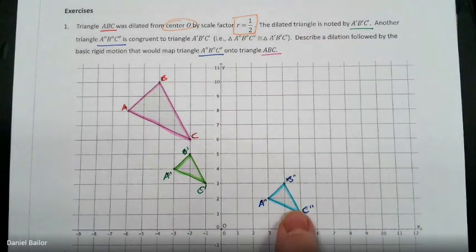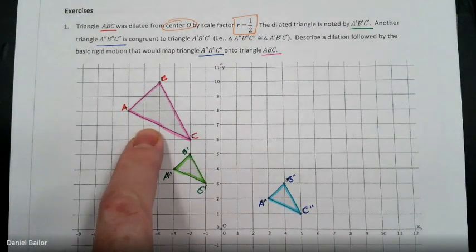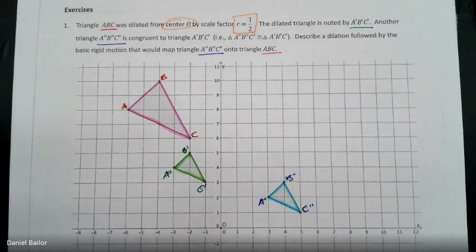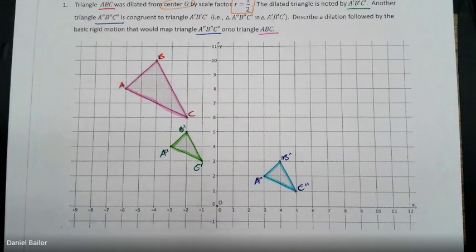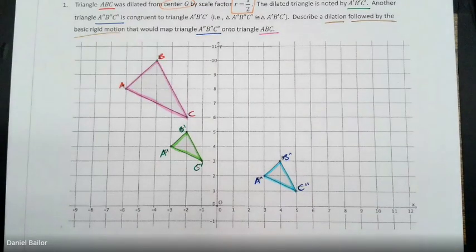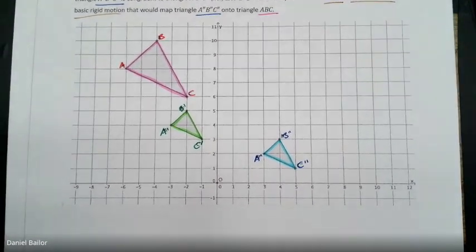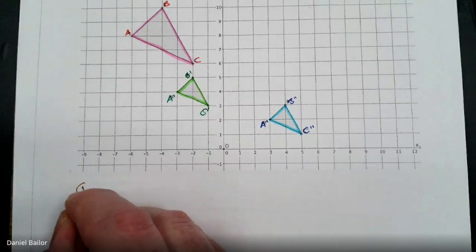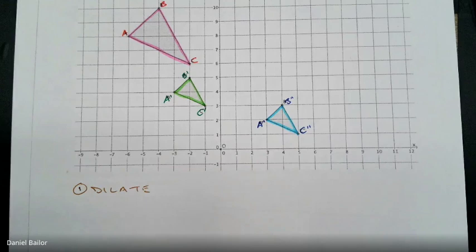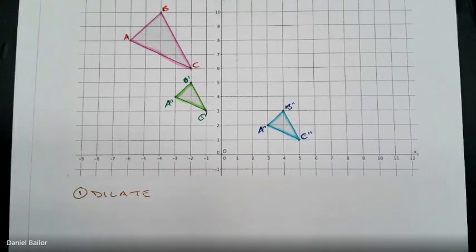So again, we need to show that this one is similar to this one. Prove the blue is similar to the red. So I need to make them line up. And it told me that I need to do a dilation followed by a basic rigid motion, which means the dilation comes first and the other one follows. So step one, we're going to dilate. And then we're going to do a translation, reflection, or rotation. I don't know what it is yet, but let's do the dilation first, and then we'll make a decision.